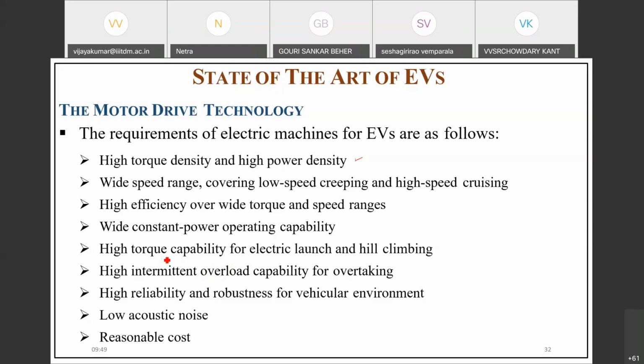So that way you have the high torque capability at low speed range. And when we come to the reliability side, that should be high. That means you should not get any fault during the operation, and it should be robust. Low acoustic noise, so you should not get much noise from the electrical motor, and reasonable cost.